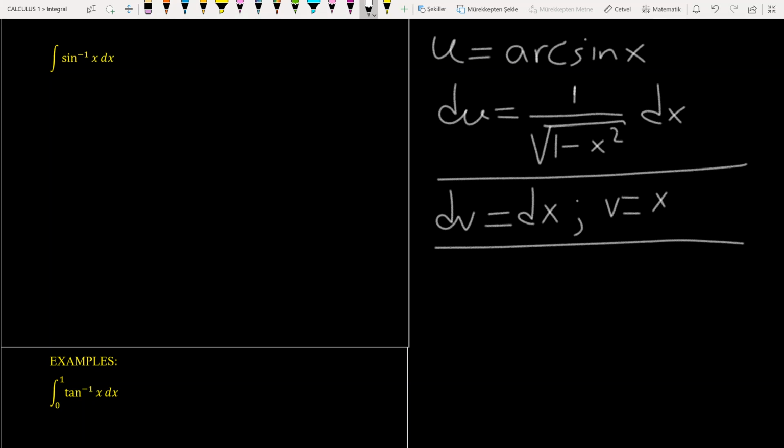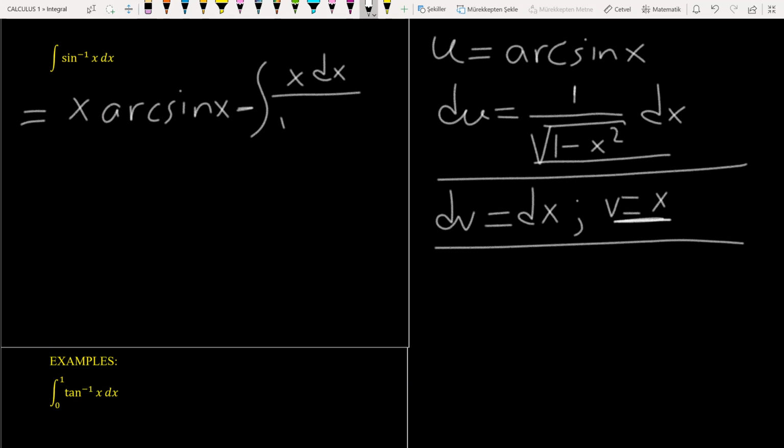This integral becomes uv, u times v, x arc sin x minus integral v du. v is x, du is this expression, x dx over the square root of 1 minus x squared. Okay, so the question is, how do we integrate the last two? If we can integrate the green part, then we will complete the solution.